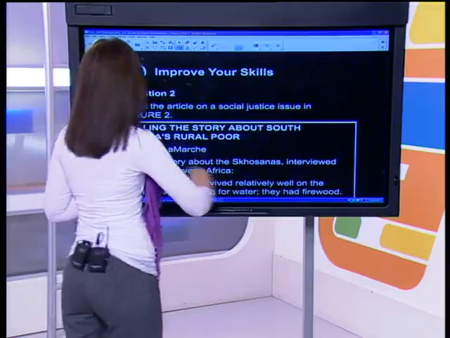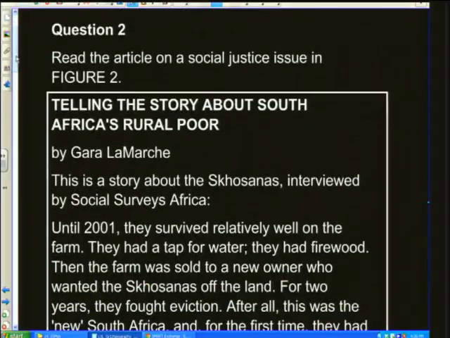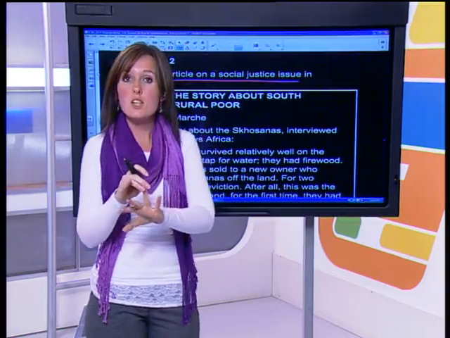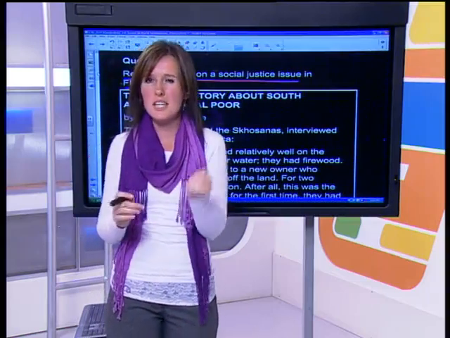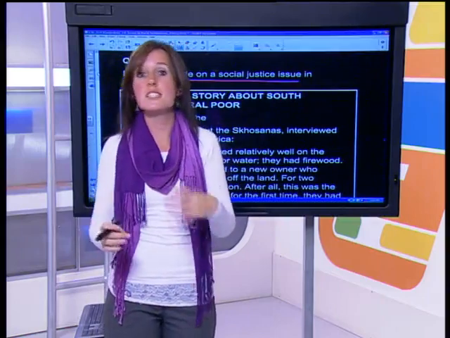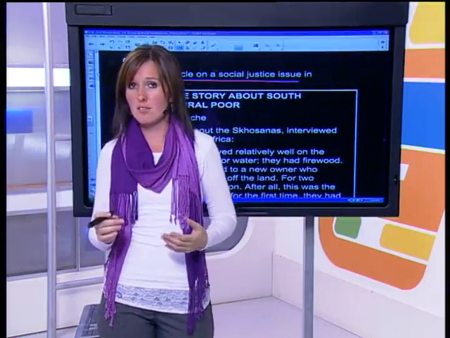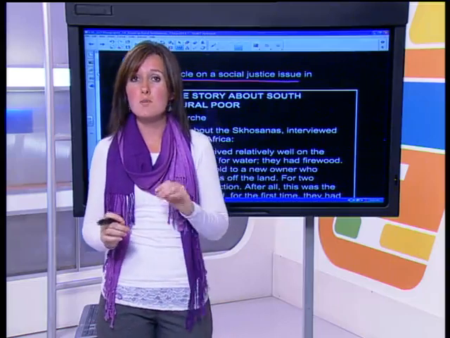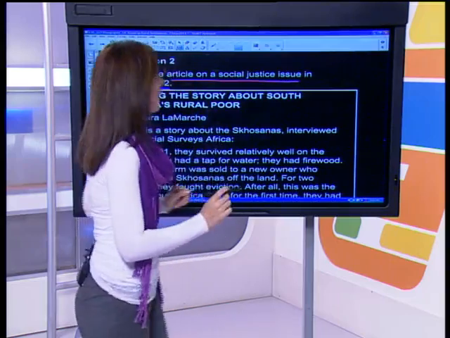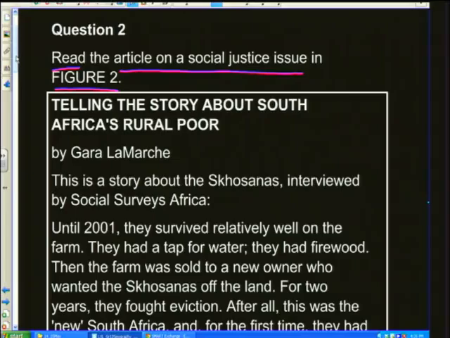Okay. Question 2. You need to read the article on a social justice issue in Figure 2. Remember, social justice means that everyone in that community, in the country, is entitled to satisfy their basic needs. Basic needs being access to water, food, housing, sanitation, electricity. Okay, remember social justice, it will probably come up. Let's have a look at the excerpt.